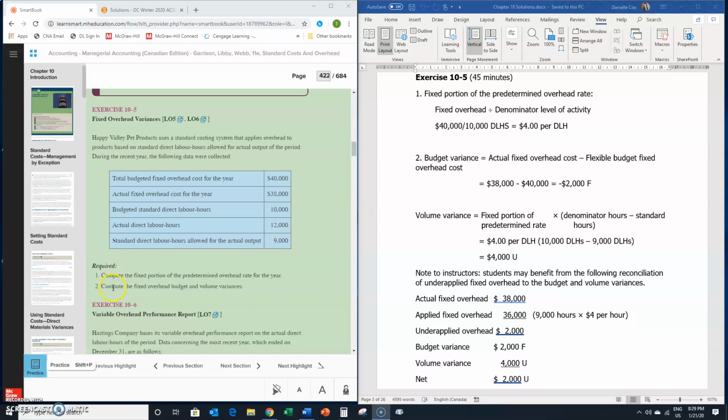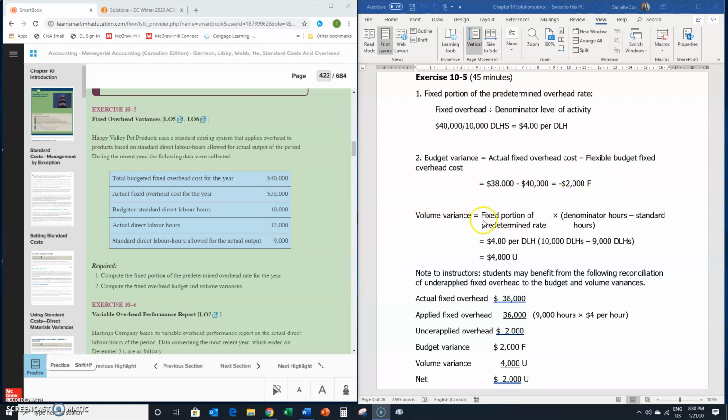Then we are asked to compute the fixed overhead budget and volume variances. So the budget variance. Here, we'll use the formulas. Budget variance is actual fixed overhead cost minus flexible budget fixed overhead cost. So your actual, given to us, is $38,000, and the flexible budget fixed overhead cost is our budgeted amount that was given to us here at $40,000. You subtract that, you get negative $2,000. If it's a negative number, it's favorable.